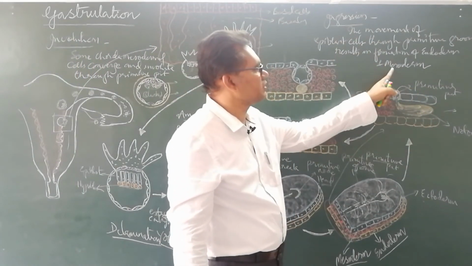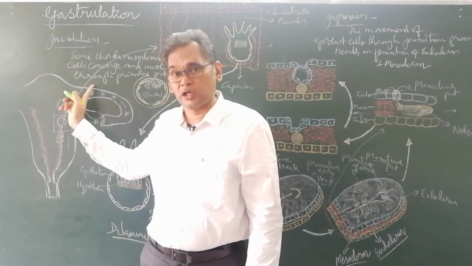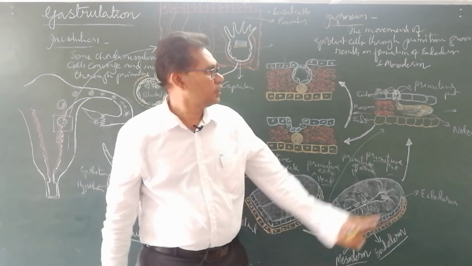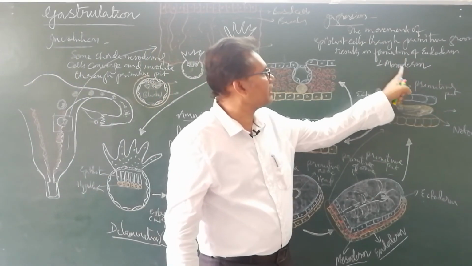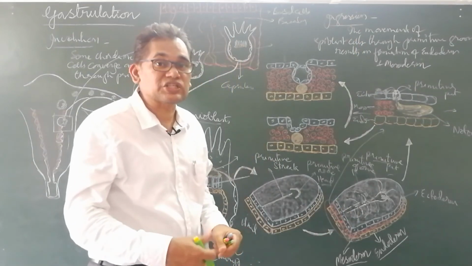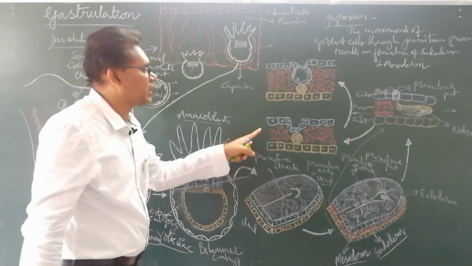Ingression is the process by which endoderm and mesoderm are formed. Involution is the process by which notochord is formed. Notochord is formed by involution, whereas endoderm and mesoderm are formed by ingression. Whereas induction is the process by which the nerve cord is formed.